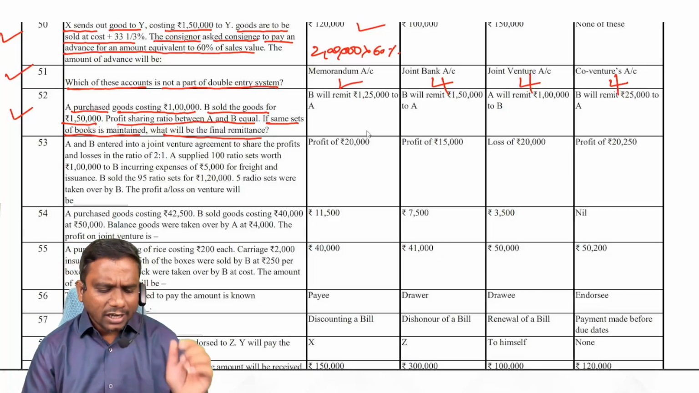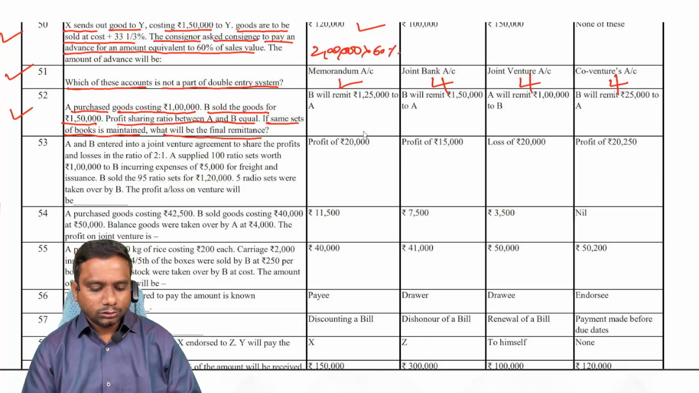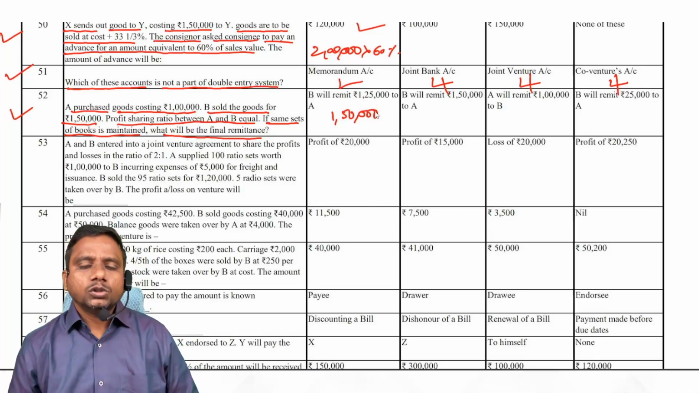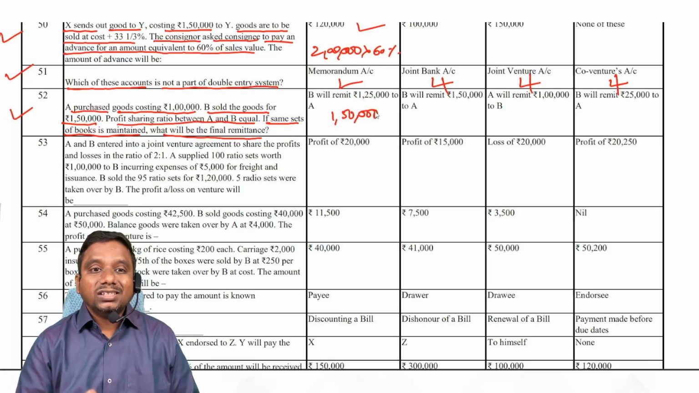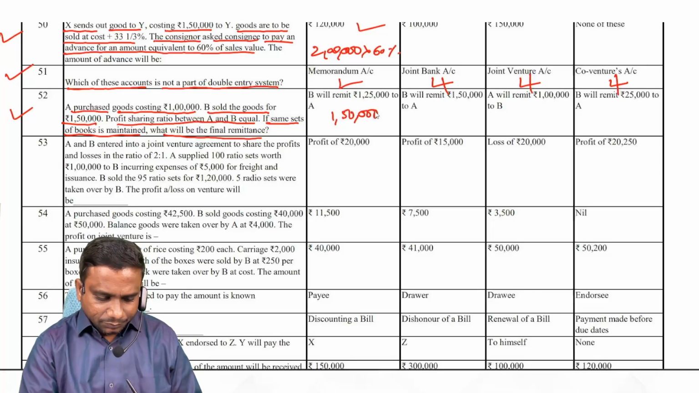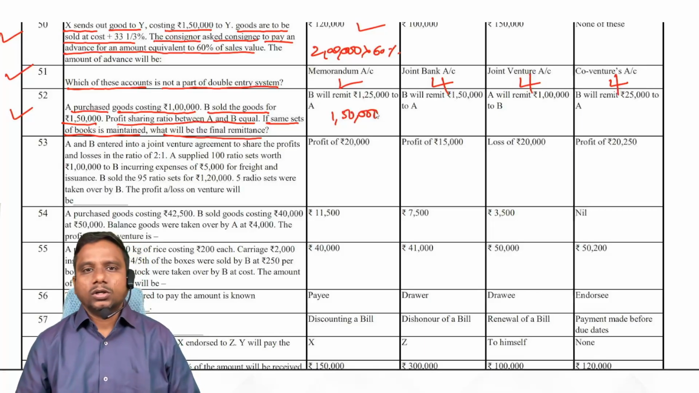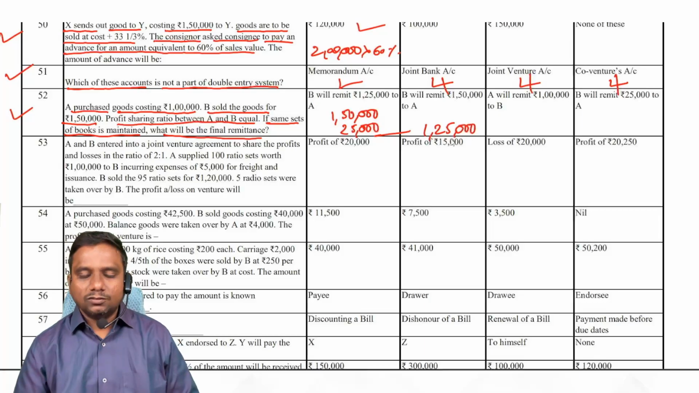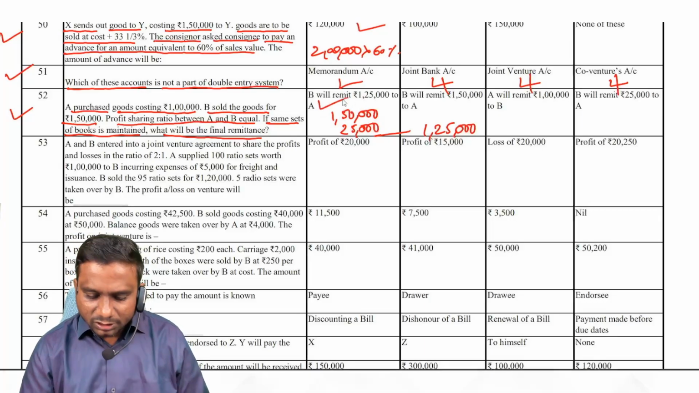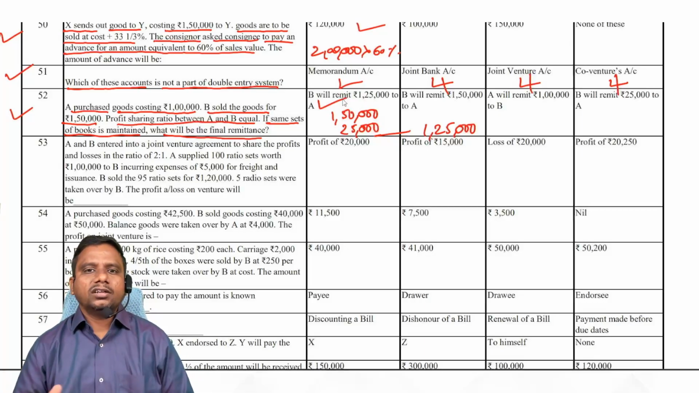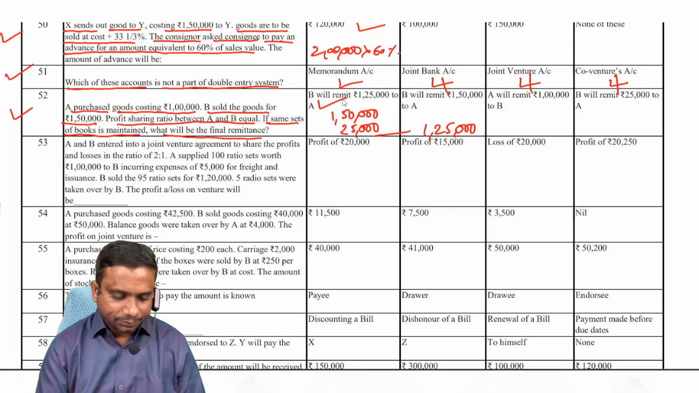Look at who purchased goods? A. Who sold goods? B. B has 1 lakh 50,000 rupees. What is the profit on venture? Total 50,000. Now who holds the amount? B. 50,000 is deducted by B as his commission. Now the remaining final remittance of 1 lakh 25,000 is sent to A. So B will remit 1 lakh 25,000 to A.